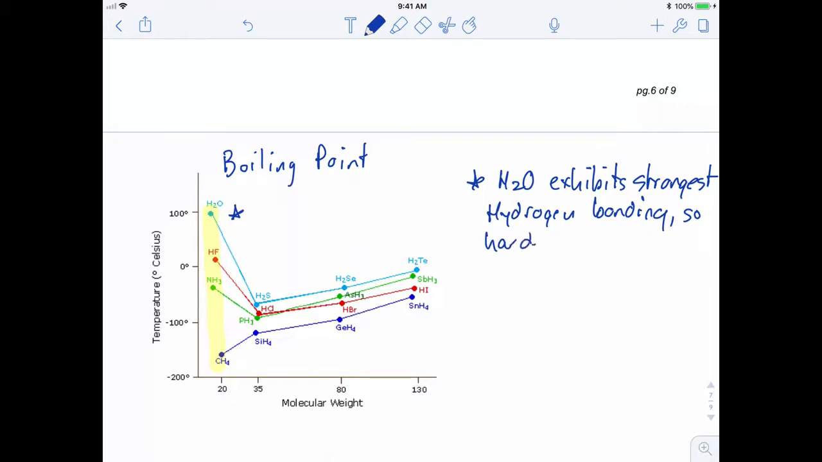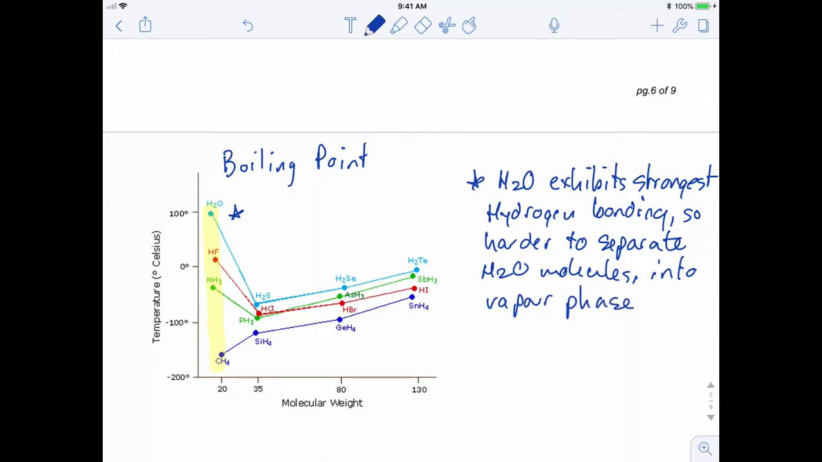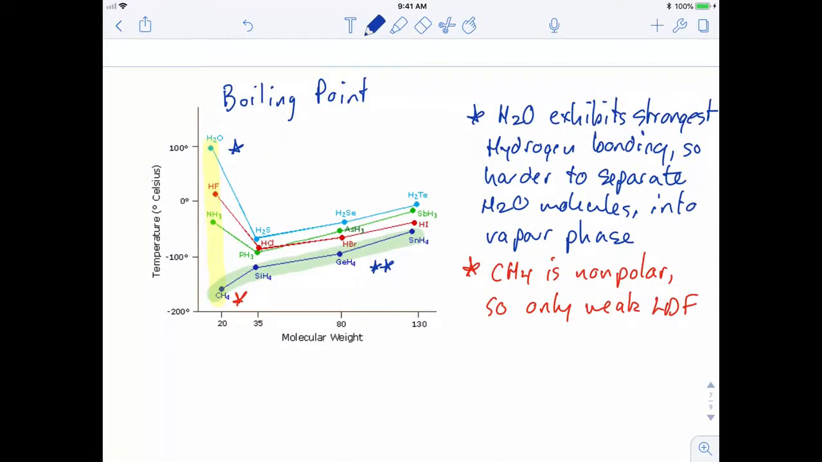So water has the highest boiling point, and that's because it exhibits hydrogen bonding. Hydrogen bonding is the strongest intermolecular force, and water has the capacity to form four hydrogen bonds per molecule with neighboring molecules. Hydrogen fluoride has the second highest because it also exhibits hydrogen bonding, but those are weaker hydrogen bonds. Ammonia exhibits hydrogen bonding, but those are the weakest hydrogen bonds of the three. Methane is nonpolar, so it only exhibits London dispersion forces, the weakest type of intermolecular force. So that's a pretty easy way to explain that trend.